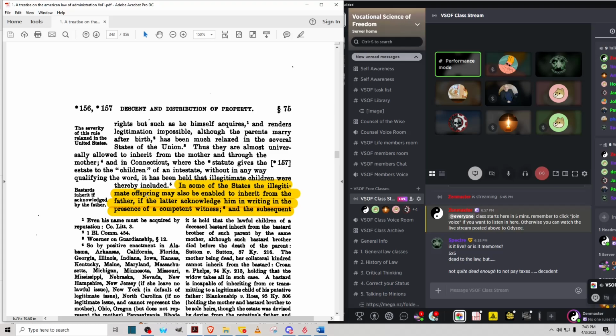Thus, they are almost universally allowed to inherit from the mother and through the mother. And in Connecticut, where the statute gives the estate to the children of an intestate without in any way qualifying the word, it has been held that illegitimate children were thereby included. Okay. In some of the states, the illegitimate offspring may also be enabled to inherit from the father if the latter, meaning the father, acknowledge him in writing in the presence of a competent witness.